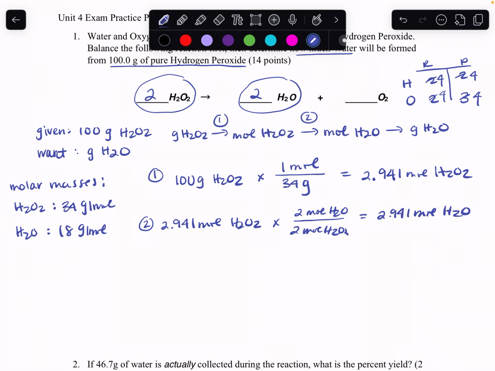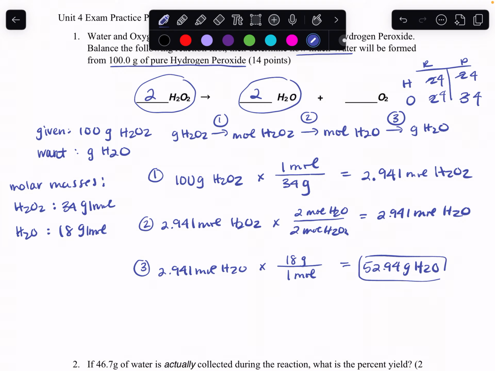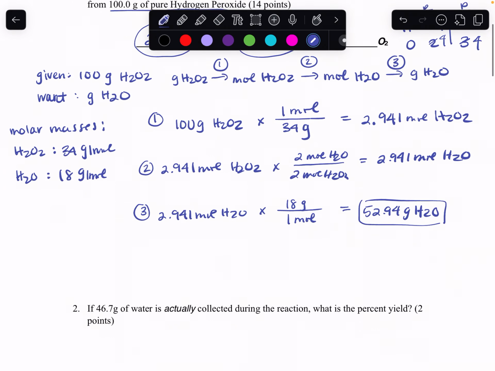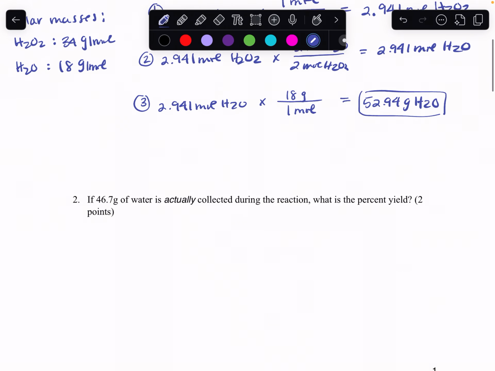Cool. So step number 3, converting this back to grams, right? So just bring those moles of H2O down. And I'm going to use the molar mass of 18 grams over 1 mole. And when I multiply that out, I get 52.94 grams of H2O. Amazing. Love that.